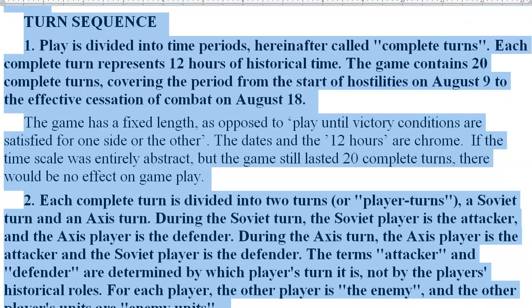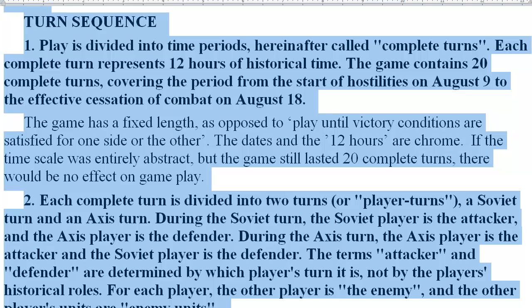There is a sequence of play. The game is divided into complete turns. In fact, there are 20 of them. Each complete turn is divided into a Soviet player turn and then an Axis player turn. So each complete turn is based on 2 player turns.